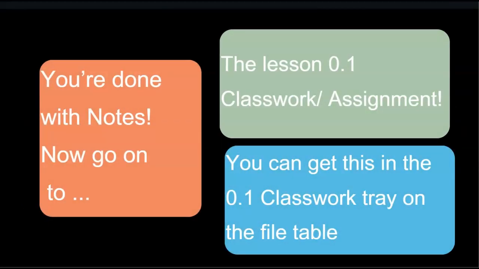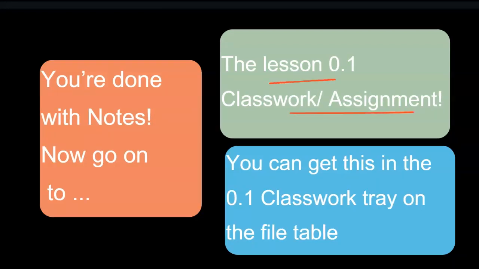All right, so now you're done with the notes. Go on to lesson 0.1 and do the classwork. You can get this in the 0.1 tray on the file table.